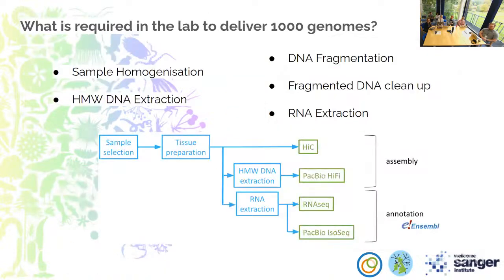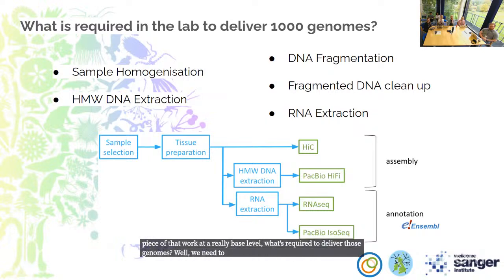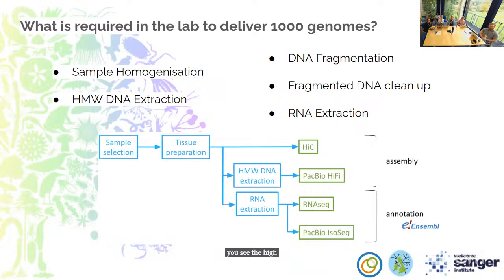But very simply then, if we go back to the core lab piece of that work, at a really base level, what's required to deliver those genomes? Well, we need to select a sample to work on. We need to prepare it in the way that works for it. So sample homogenization, the high molecular weight DNA extraction, fragmentation upstream of PacBio HiFi sequencing. There's also some library prep upstream of Hi-C Illumina sequencing. And we also do RNA extractions for RNA-seq and soon some long-read RNA Iso-Seq.